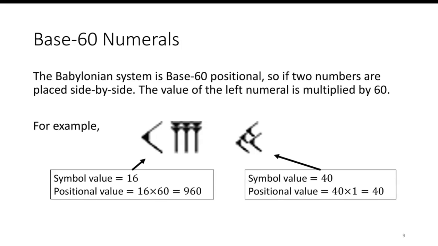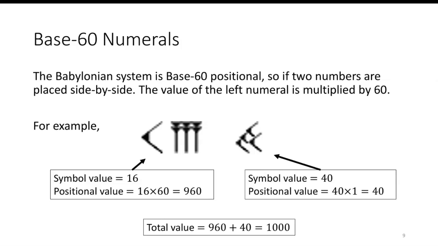However, the one on the left is made up of an eyeball, the 10 symbol, and 6 of the units, so that comes out to be a symbol value of 16. But since it's to the left, I'm going to take that 16 and multiply by 60. So I'd end up with 960. Overall, the total value would be the 960 from that symbol on the left and the 40 from the symbol on the right. So the total value of this number is 1000.